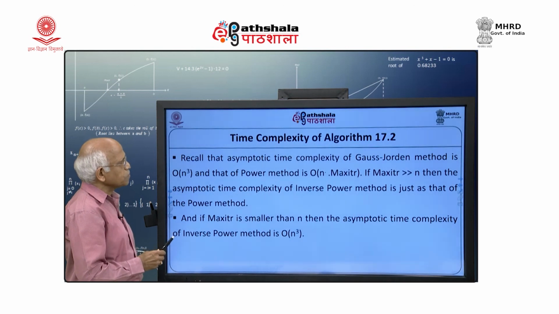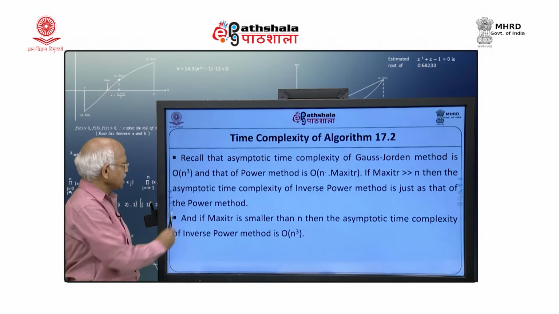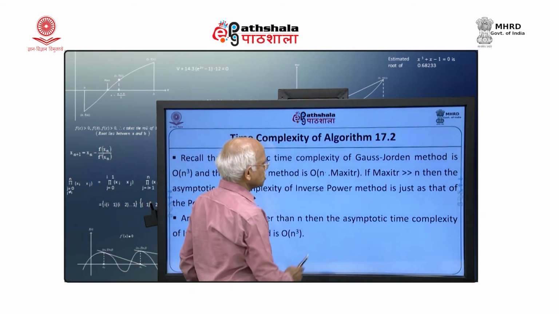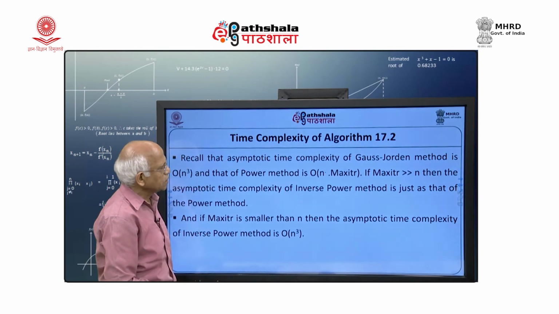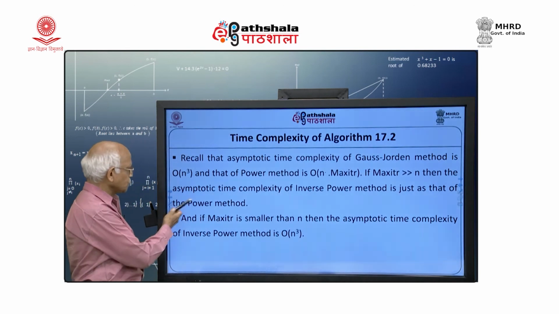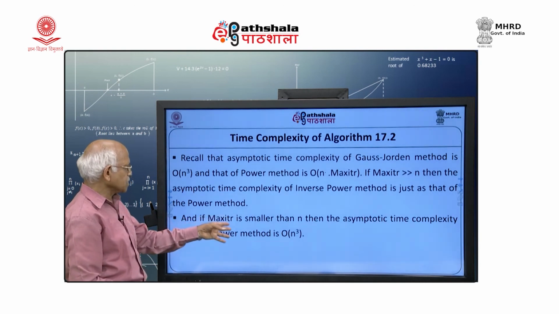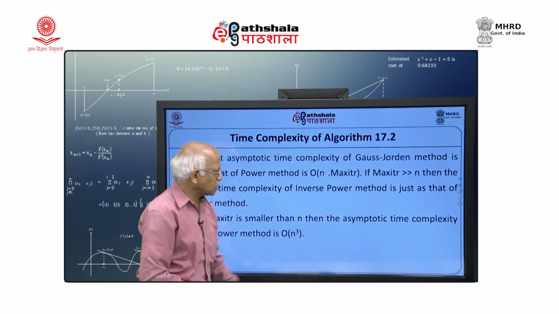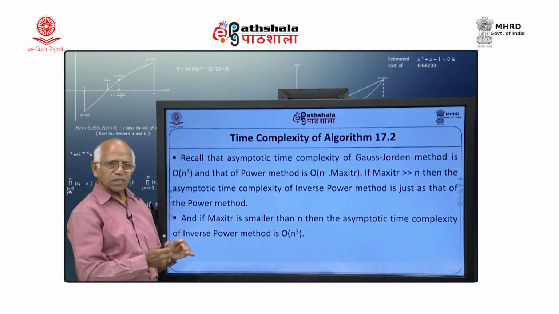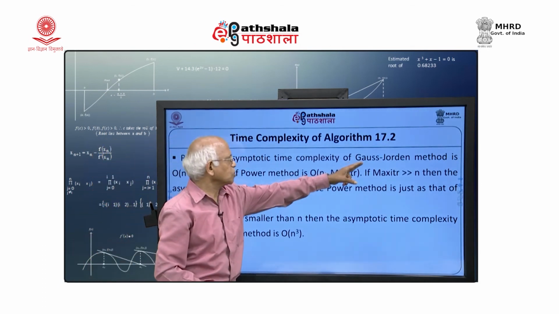Recall that the asymptotic time complexity of the Gauss-Jordan elimination method is order n cube. We already discussed that earlier, and that is not going to change much. The complexity of the power method is order n square into max iter. If max iter is sufficiently large compared to n, the complexity is governed by the power method, and if max iter is smaller than n, then the asymptotic time complexity will be of order n cube here. We are not discussing asymptotic time complexity in detail here, because we already computed it for the Gauss-Jordan method as well as the power method.